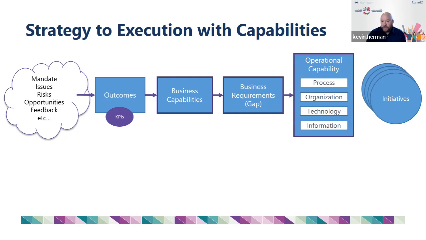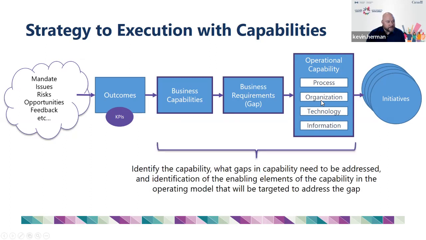And then talking about how we might operationalize that capability. So more in the lines of a solution, a more business solution, or an operational capability is the context that we're using here, where we talk about the components that actually need to be put into place in order to address this requirement, to build this capability, to achieve this outcome. Then that allows us to link that to specific initiatives that will be developing that capability and then delivering these specific components that we outline within here, whether it be a technology component, an information component, organization, or process. So again, we want to identify capability, what gaps in capability need to be addressed, and identification of the enabling elements of the capability in the operating model.